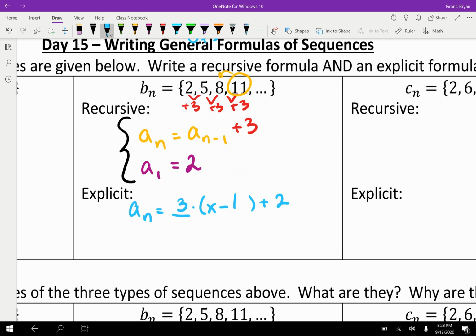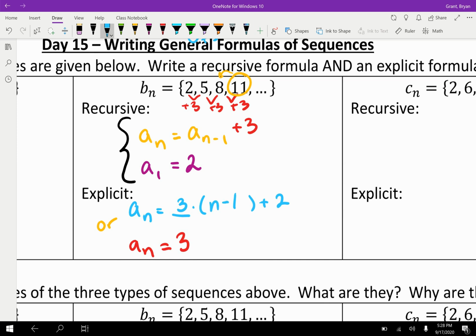Now, I also mentioned that you could write this in MX plus B form pretty easily. Well, we still know this is going to be 3. Oh, I'm sorry, I used x here. That was silly. N minus 1 instead of x. X isn't wrong.